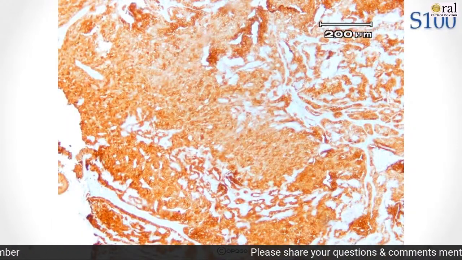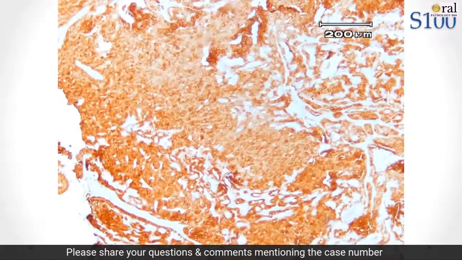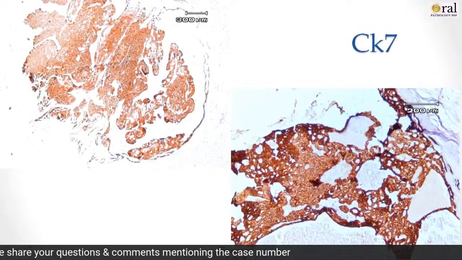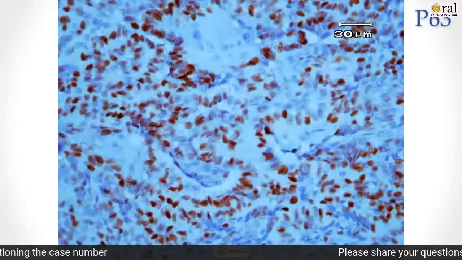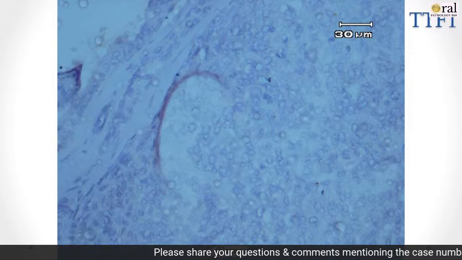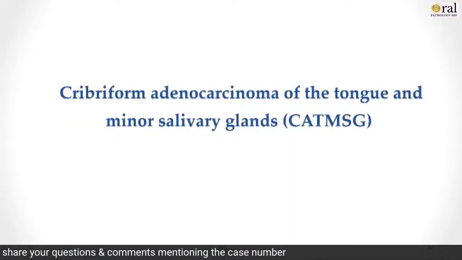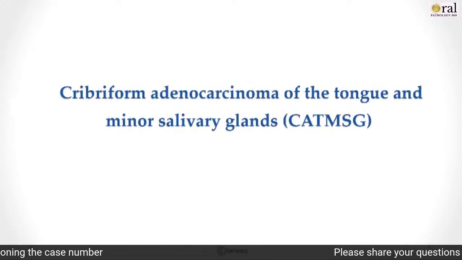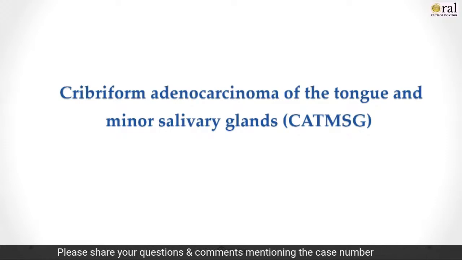The immunohistochemical profile of the tumor is as follows. S100 is... Based on the histomorphologic findings and immunohistochemical profile of the tumor, the diagnosis of cribriform adenocarcinoma of the tongue and minor salivary gland was made for the patient.